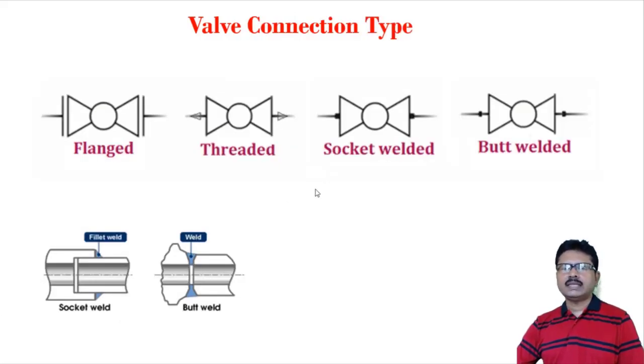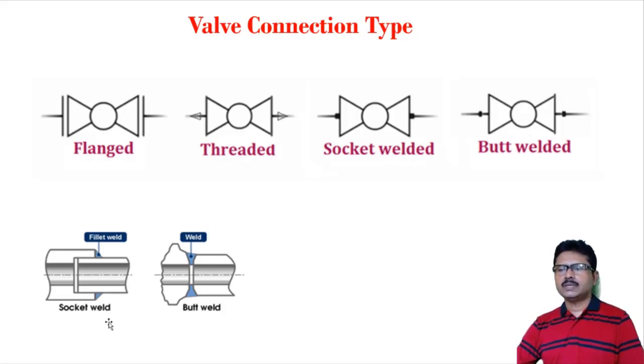These are different connections, showing how the valves are connected with the pipelines. This is flange type. We have already seen the flange. So the valve is connected with a flange. This is one vertical line on the outer side. So these are two flanges at the left side and right side. The valve is connected with these flanges. This is thread connected, meaning the valve is connected with a thread. This is socket welded, this is butt welded, both are welded.